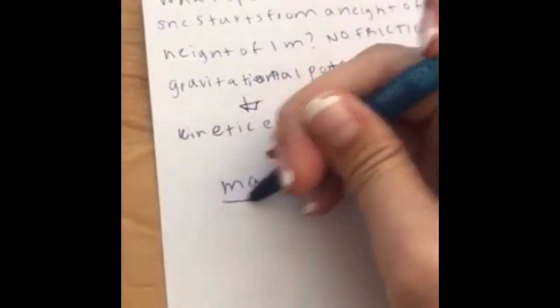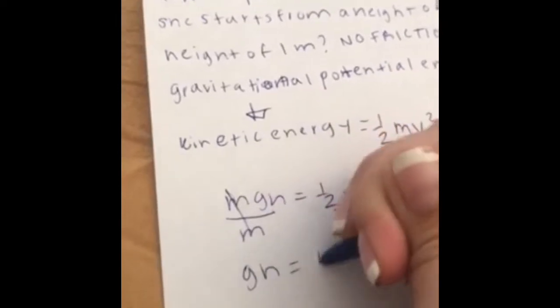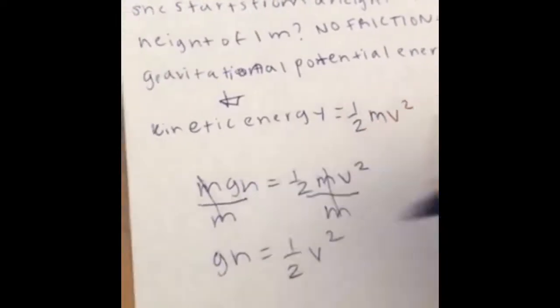To do that, we have to know the formulas for these. Gravitational potential energy is mgh, and kinetic energy is 1/2 mv squared. In order to convert them from the top to the bottom, we have to set them equal to each other. So mgh equals 1/2 mv squared. We could first divide both sides by m to make it simpler and cancel out the m's, as we do not have that in our question. So now we just have gh equals 1/2 v squared.